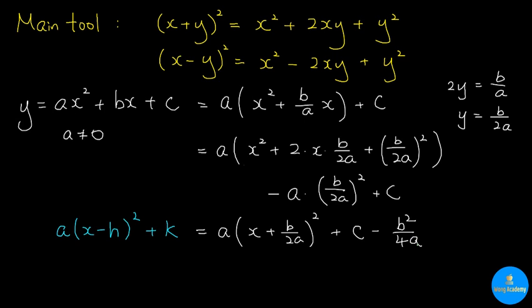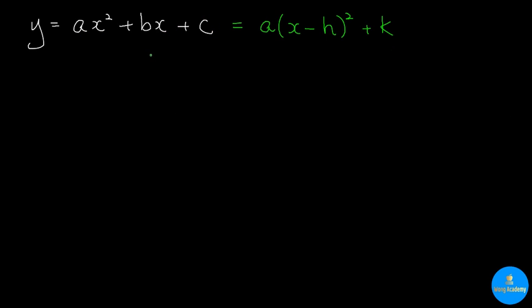From this line, we can also obtain a formula for h and k. Namely, h is equal to negative of b over 2a, so that x minus h becomes x plus b over 2a, and k will be equal to c minus b squared over 4a. These two are often referred to as the vertex formula. Why? I'm going to explain it in the next slide.